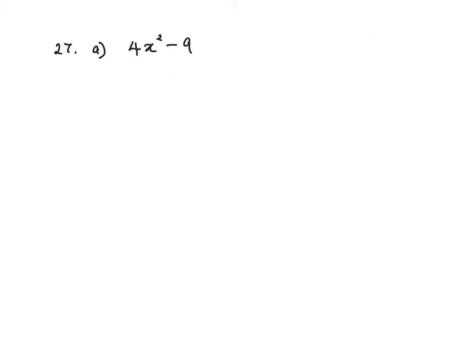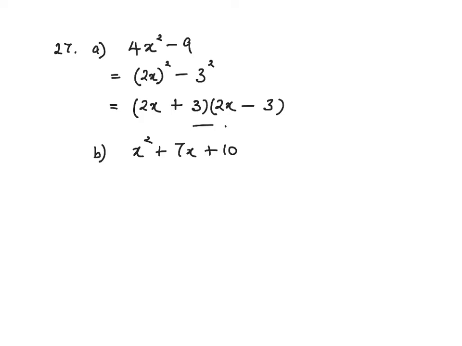Question 27a, we have a difference of 2 squares here. 2x all squared is equal to 4x squared. Now we can go to the double brackets, so it's going to be 2x and 2x, 3 and 3, and different signs. Plus and minus are minus and plus.